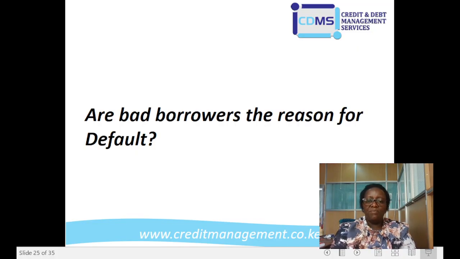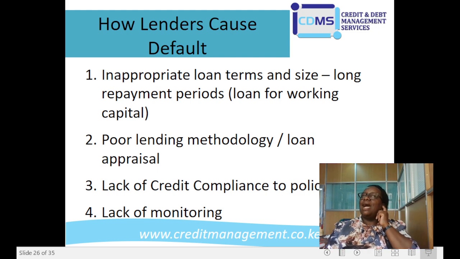Are bad borrowers the reason for default? Is it why we are having default, or is there another reason that makes us have default? I think I will not even start with the customer, but I will start with ourselves. How lenders, we cause default. We make customers not to pay us on time. Maybe you'll be asking, how is that? How am I causing these customers to not pay? After all, I supplied, I gave them services, I extended the loan to them. How am I now causing the default?